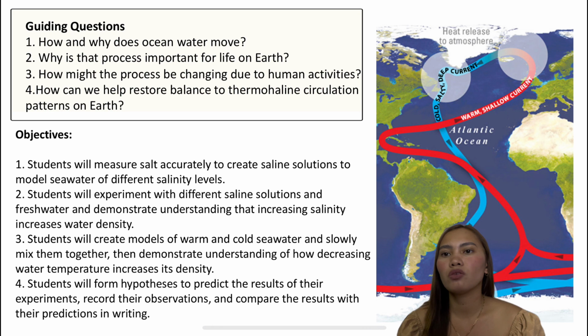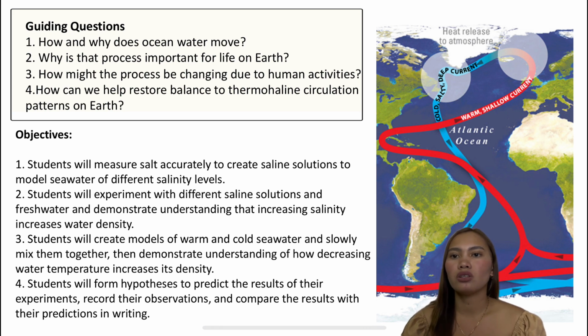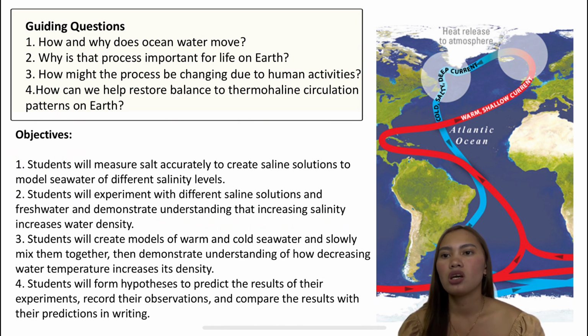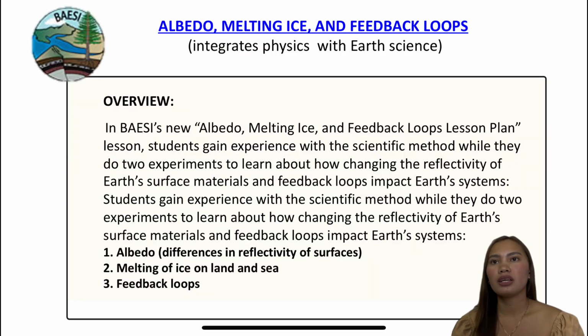Last, students will form hypotheses to predict the results of their experiments, record their observations, and compare the result with their predictions in writing. Next activity is albedo, melting ice, and feedback loops. This activity integrates physics with earth science.